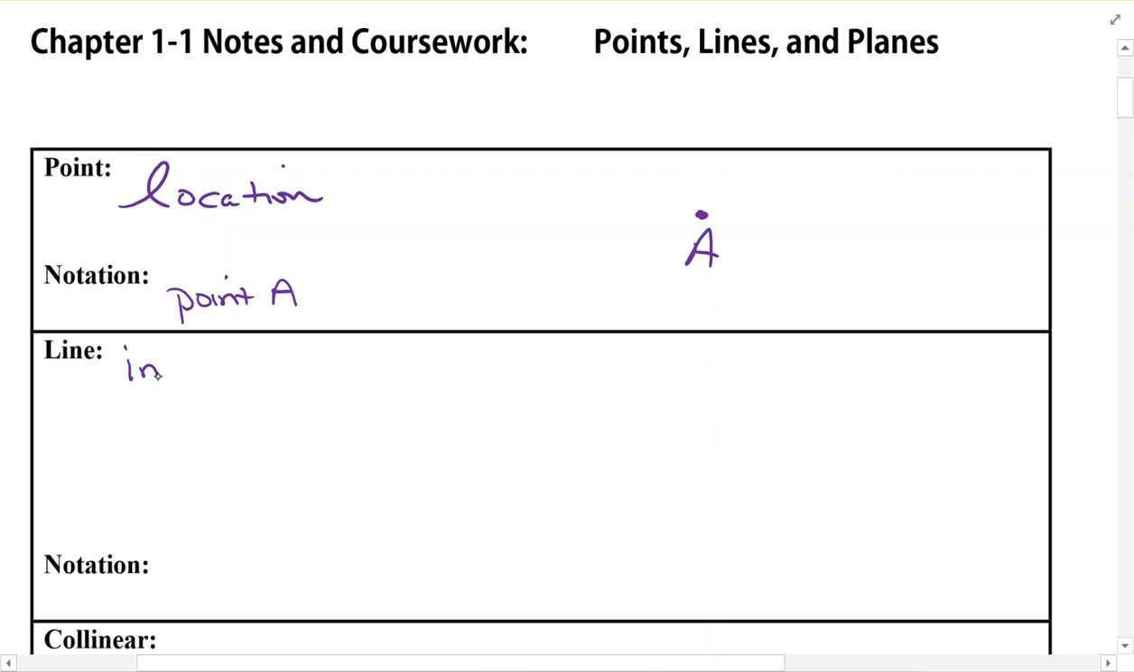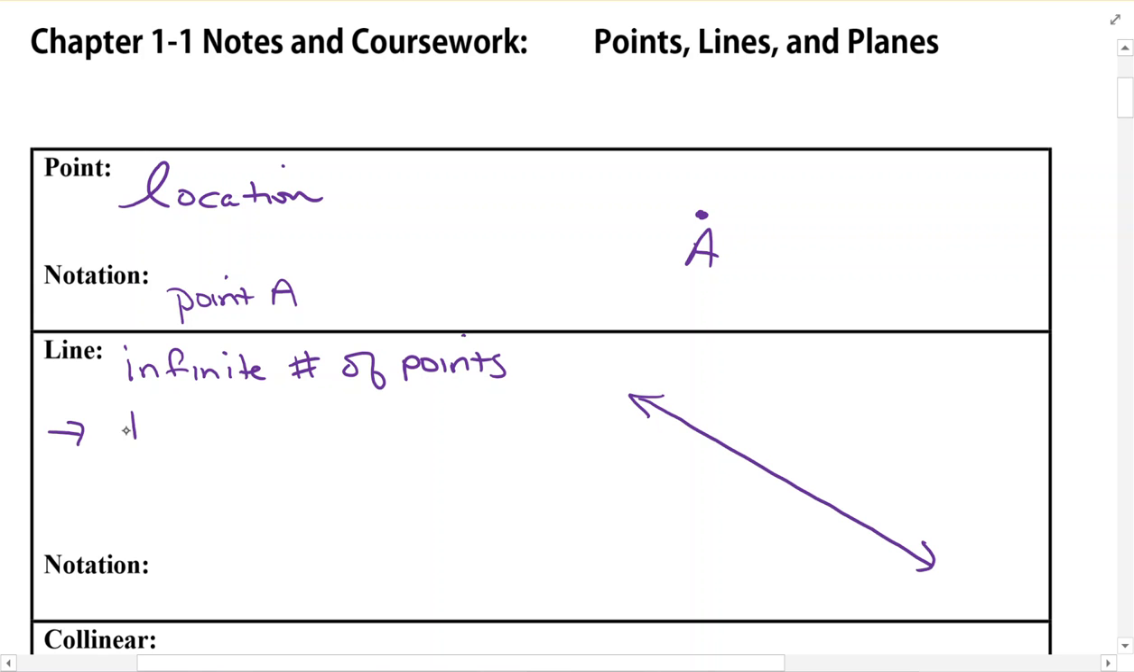A line is made up of an infinite number of points. And it doesn't have a thickness or a width. It goes on infinitely in both directions. The thing to remember is that through any 2 points, there is exactly one line.